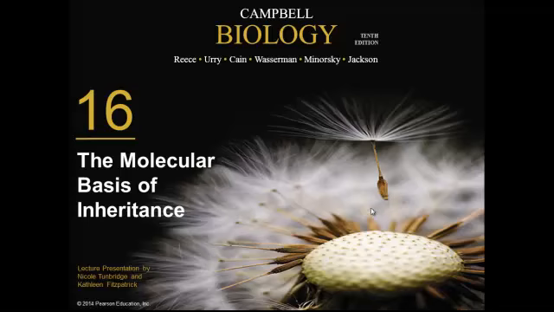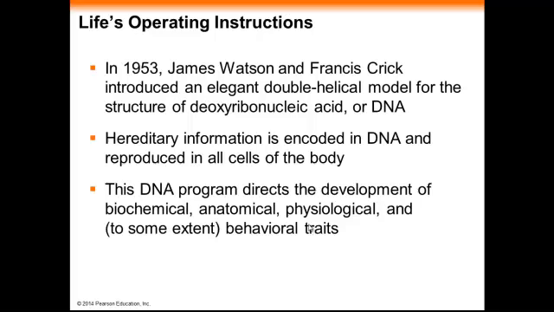In this video, we will be discussing the molecular basis of inheritance. In 1953, Watson and Crick introduced their double helix model of DNA, or deoxyribonucleic acid. It had already been determined that the hereditary information was encoded in the DNA, and it is also reproduced in all cells of the body. DNA is important in directing all of the activities of cells and organisms.